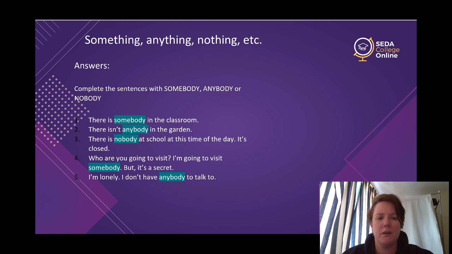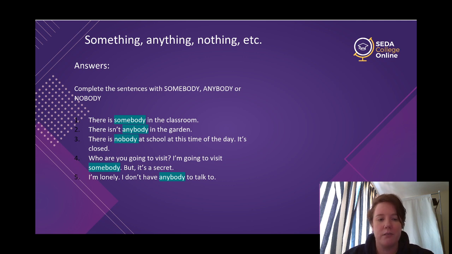Number 3, there is nobody at school at this time of day. It's closed, okay? So there is nobody. There is nobody. Is positive, affirmative. Number 4, who are you going to visit? I'm going to visit somebody, but it's a secret, okay? So it's affirmative again. They're not telling them who, but they're telling them it's somebody, but they don't know who, okay?